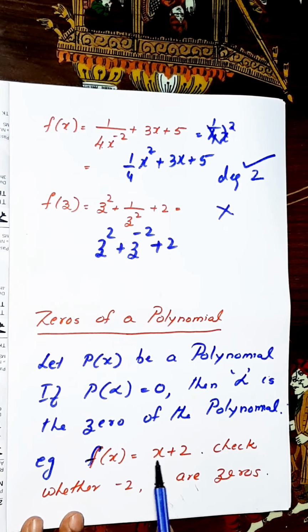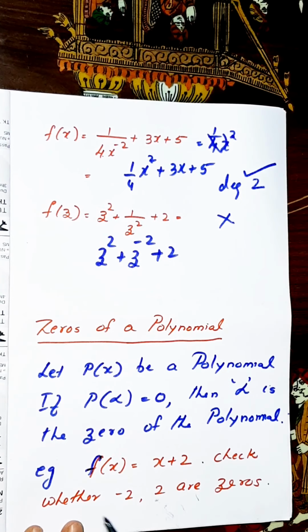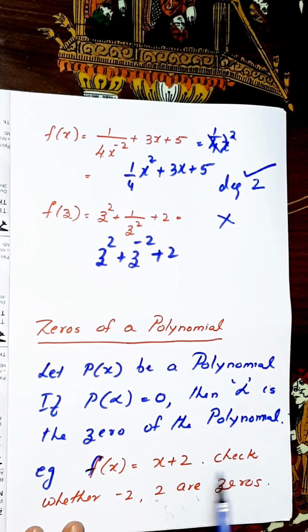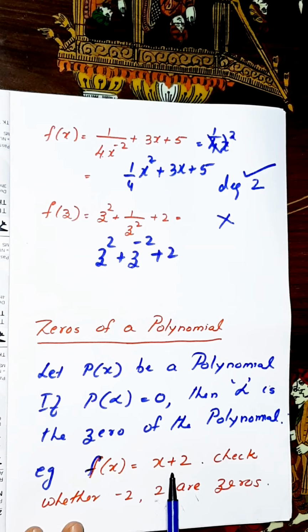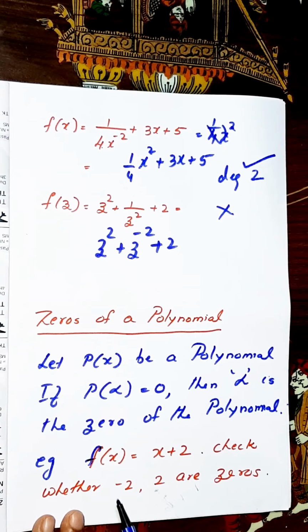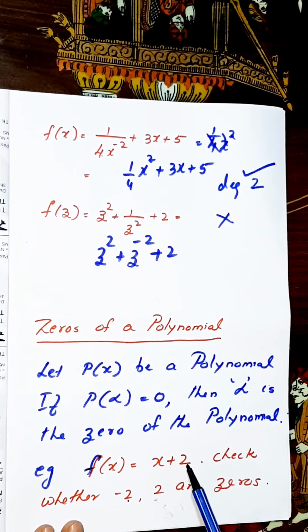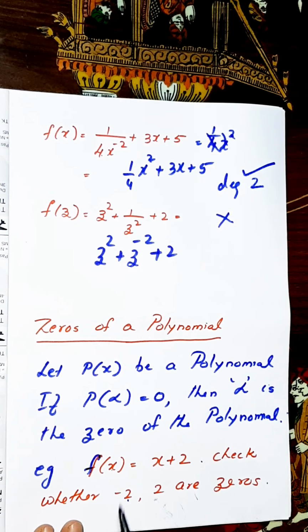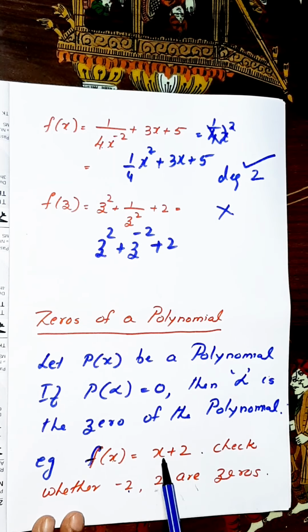Here the polynomial is given as x plus 2. Now, we have to check whether minus 2 and 2 are zeros. Zeros means the value of x such that P(alpha) is equal to 0. So here we have to substitute minus 2 and see whether this value becomes 0 or not. If it becomes 0, then minus 2 is a zero, and similarly we have to substitute 2 in the value of x and check whether we get f(x) equal to 0.